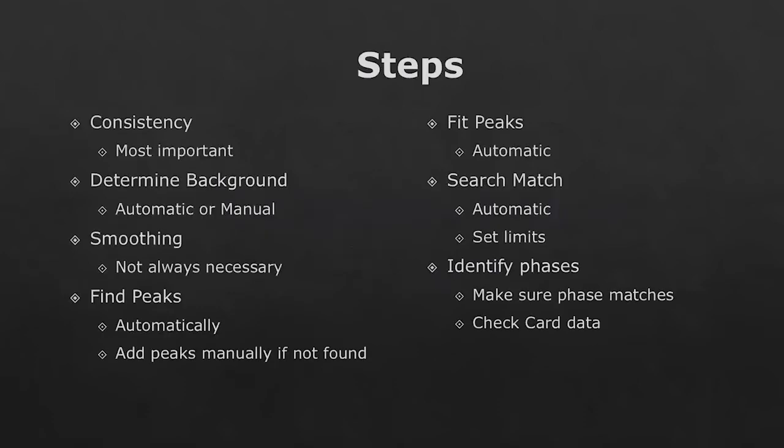So here's a couple of steps. The one most important step is to be consistent. Whatever processing you do, when you first start looking at your data, you can do a bunch of changes and see what works best for you. But after you've settled on a couple of steps, just be consistent, particularly if you're going to be comparing data across each other. So the very first step is we're going to determine the background, and you can do that either automatically or manually. It's a preference, it's up to you.